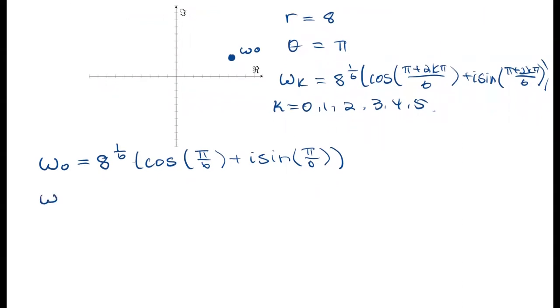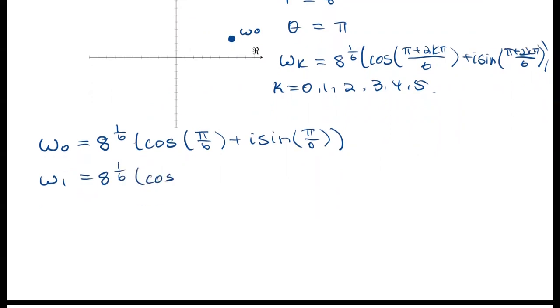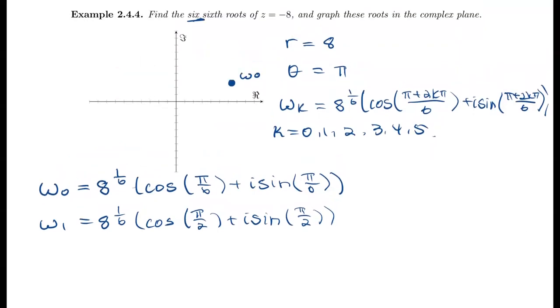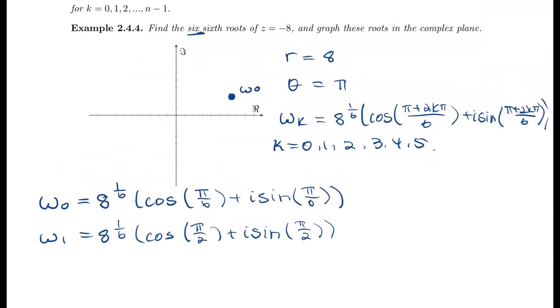Then W1 would be 8 to the power 1 over 6. So cosine here would be pi over 2, and the sine would also be pi over 2. And so if we calculate this, this would actually give you 8 to the power 1 over 6. So that'd be approximately over here.